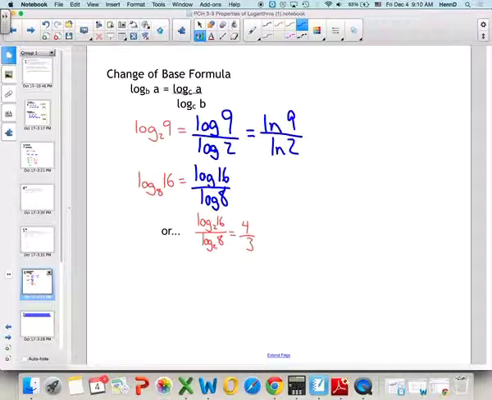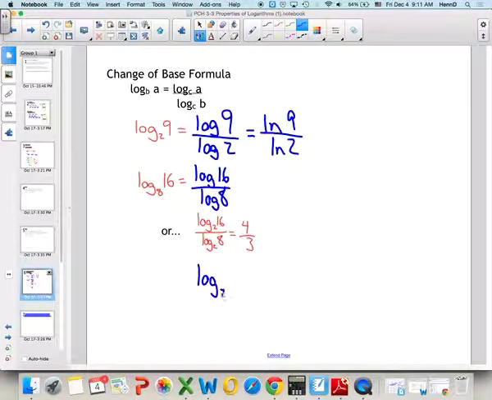Or, here's where it can be really useful and allow you to do things in your head rather than having to depend on a calculator. If you recognize that 8 and 16 are both powers of 2, you could rewrite it with a base of 2.